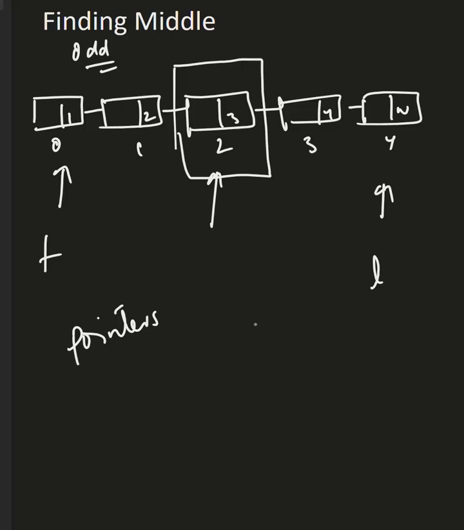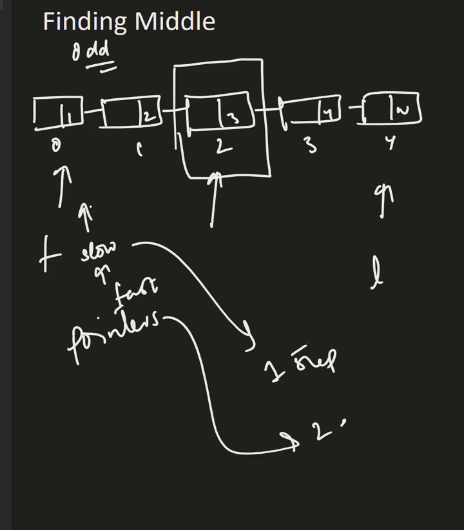So let's take 2 pointers. Let's take a slow pointer and a fast pointer. Both of them are pointing towards the first element. What we're going to do is move the slow and fast pointers till one of them gets to the middle. Now, why are they called slow and fast pointers? This is because the slow pointer moves 1 step, while the fast pointer moves 2 steps.